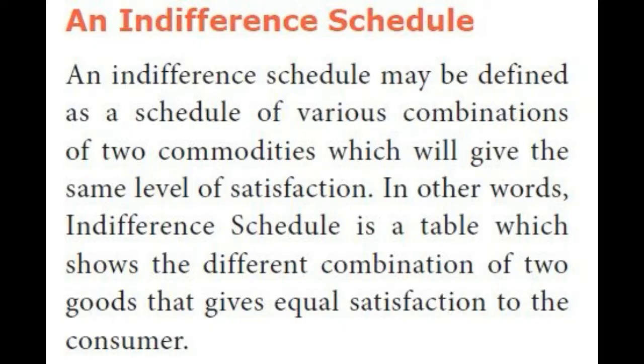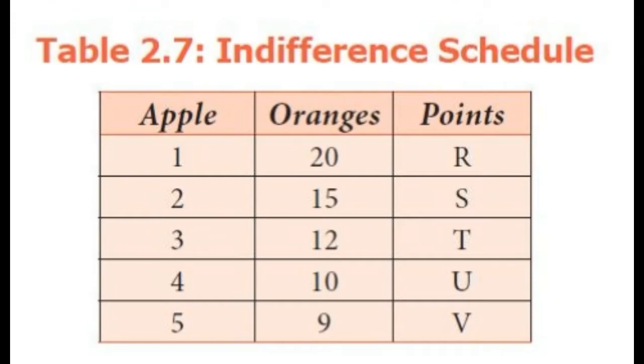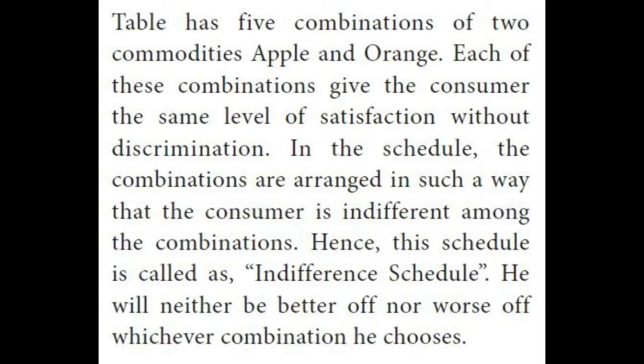So, indifference schedule. An indifference schedule is a table which represents different combinations of two commodities giving an equal level of satisfaction. In other words, various combinations of two commodities give the same level of satisfaction. Five combinations of two commodities, apple and orange, are given in the schedule. Each of these combinations gives the same level of satisfaction without any discrimination.